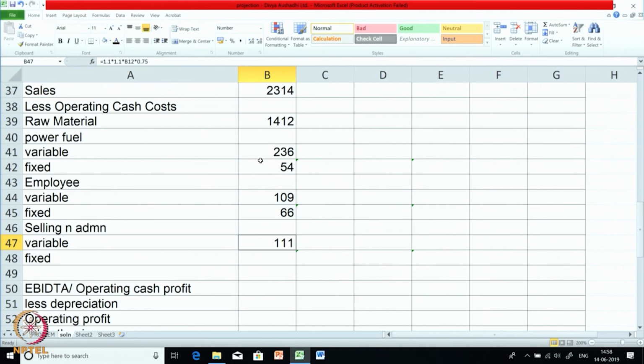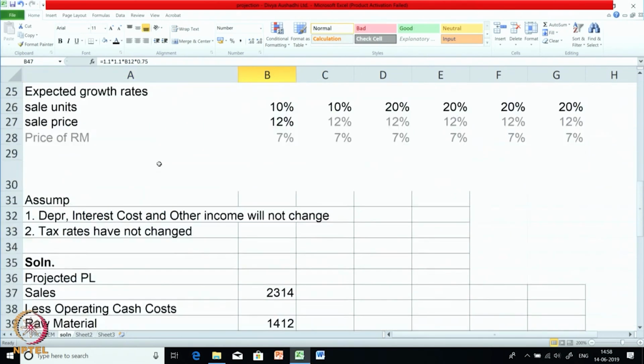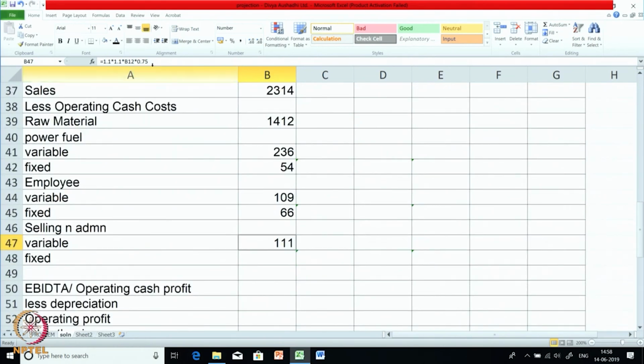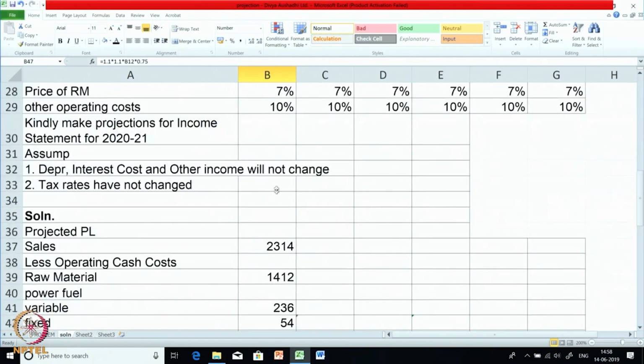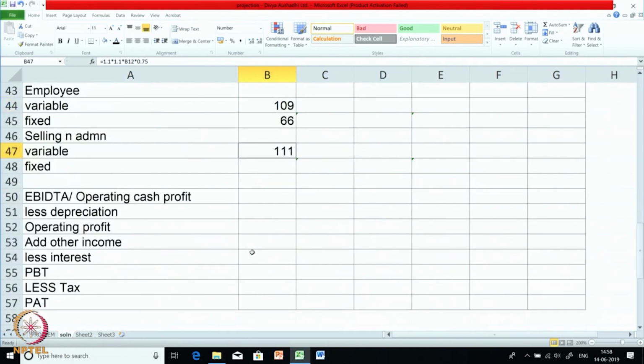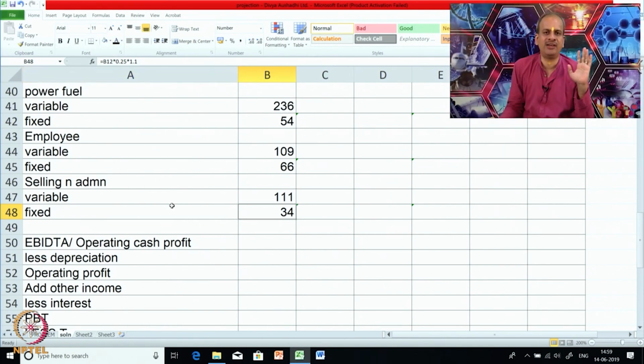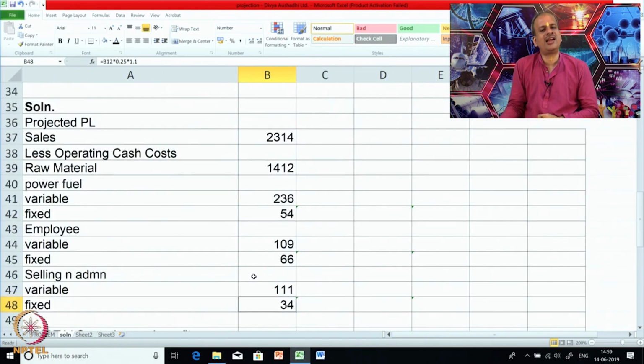111. So B12 into 0.75, because 75% is a variable component. B12 into 0.75 into 1.1 into 1.1, because it is variable, it will change by units as well as by operating costs. Now for fixed, what will happen? B12 into 0.25 fixed portion into 1.1, no change by units, just change because of change in other operating costs. I hope you are able to calculate for all the items.